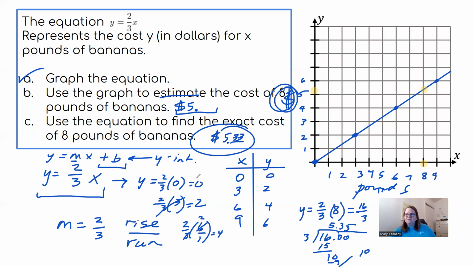So a little bit less than $5.50, but it's more than $5. So that means that our estimate, our line, was pretty accurate. Very close. All right, hope that helps.